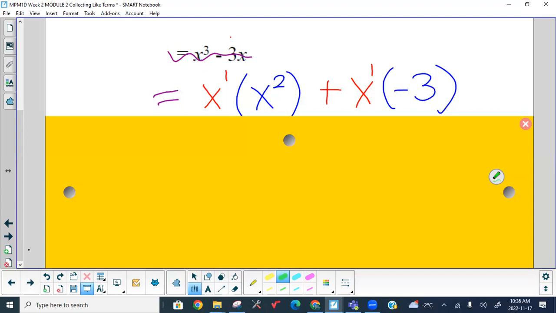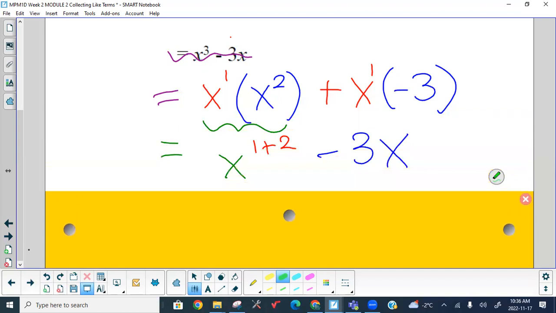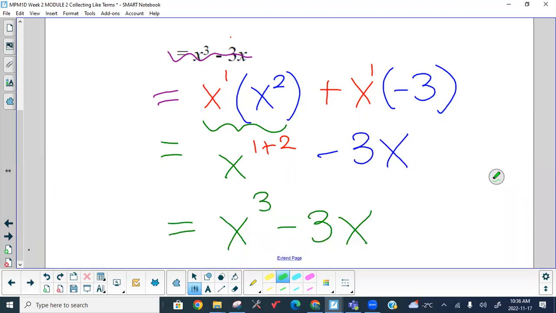Okay, so very important, kids, that when you're showing your steps, you're also showing what you do with your powers, okay? So not just arriving at the answer, but showing that x to the power of 1 and x to the power of 2, you have to keep the base the same and add your exponents, and that helps you get the final answer of x cubed minus 3x.